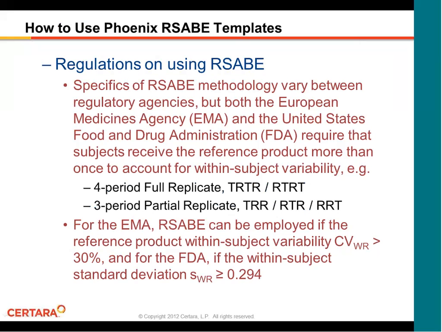So a 4-period full replicate design will have test, reference, or the next sequence, reference, test. And a 3-period partial replicate has to have at least the reference twice. So you can accomplish this by having test, reference, test, reference, and reference, test. So this would be a 3-period, and this would be a 4-period.